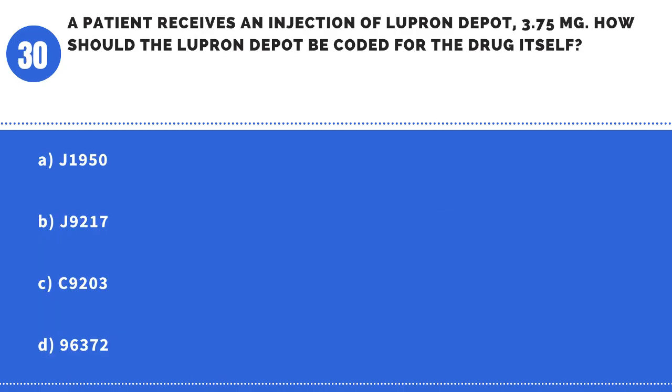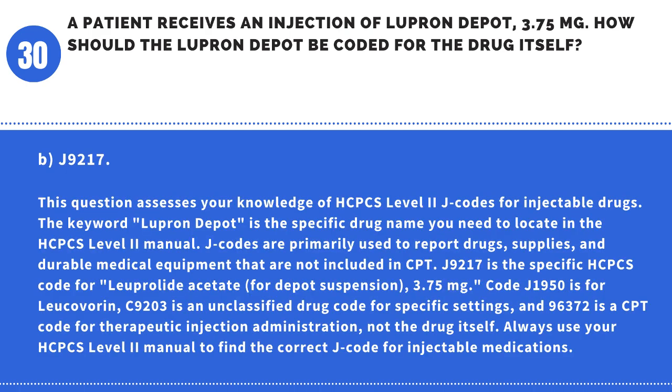Question 30. A patient receives an injection of Lupron Depot 375 mg. How should the Lupron Depot be coded for the drug itself? A. J1950. B. J9217. C. C9203. D. 96372. Answer B. J9217. This question assesses your knowledge of HCPCS Level 2 J-codes for injectable drugs.